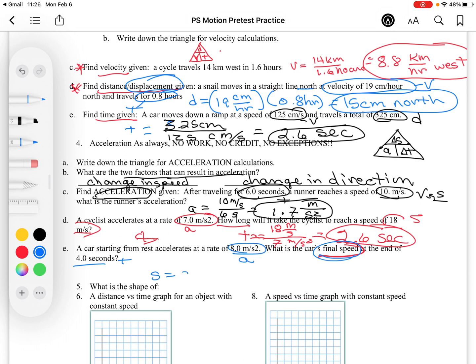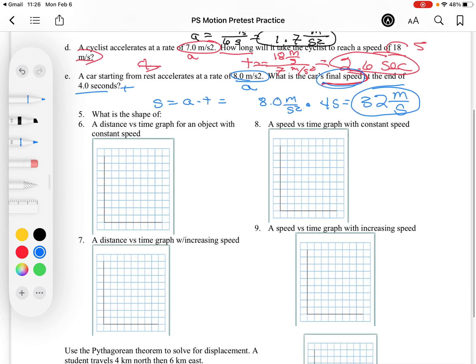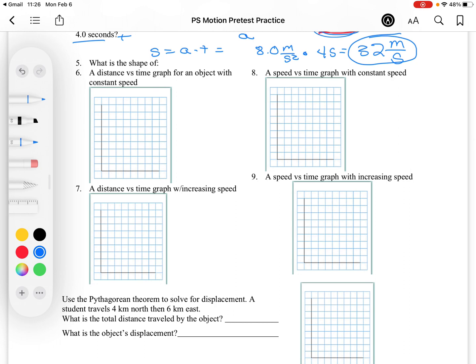So next, we're going to figure out our speed. I'm trying to switch colors here. At the end of 4 seconds, this is our time, and this is my acceleration. Speed will equal acceleration times time, and that will be 8.0 meters per second squared times 4 seconds. And that will be 32 meters per second. Very good.